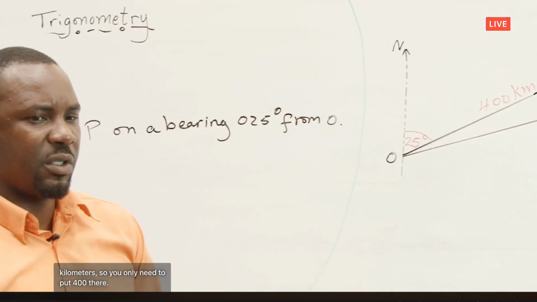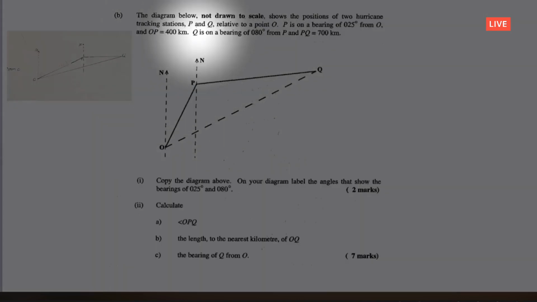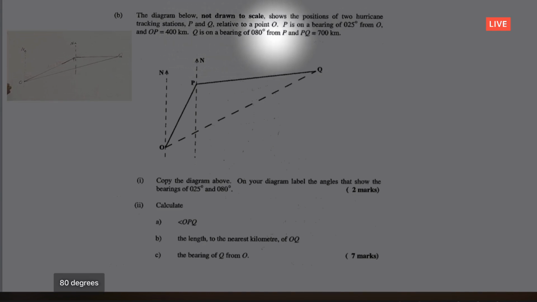Again, that's going to give you easy mark for the question. Continue reading. They tell us that Q is on a bearing 80 degrees from P. Let's write that down. So Q is on a bearing 80 degrees from P. Very, very important concepts.